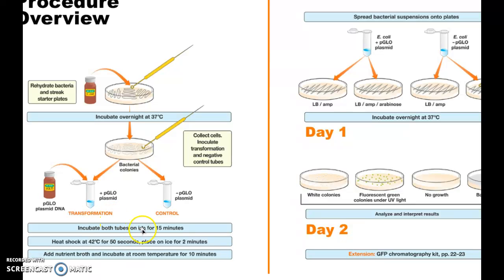All right, and then we incubate both of those tubes on ice for 15 minutes, and then we heat shock it at 42 degrees for 50 seconds. So this is what you need to remember when you're doing this lab. This process over here is very crucial for the success of our lab. So you really have to incubate it for exactly 50 seconds at 42 degrees Celsius. And then you put it back on ice for 2 minutes. And then we're going to incubate it at room temperature for 10 minutes.